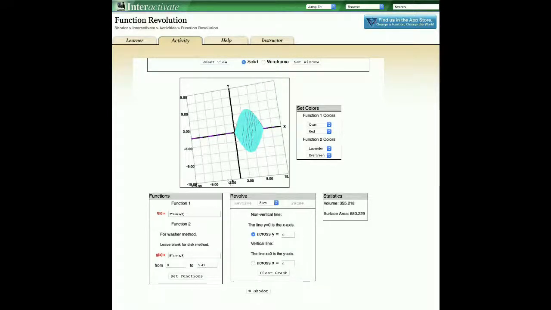And so how would we find the volume of that? Well, what we could do is find the volume of the outer one, and then find the volume of the smaller one and subtract them. And that's exactly what we'll do.